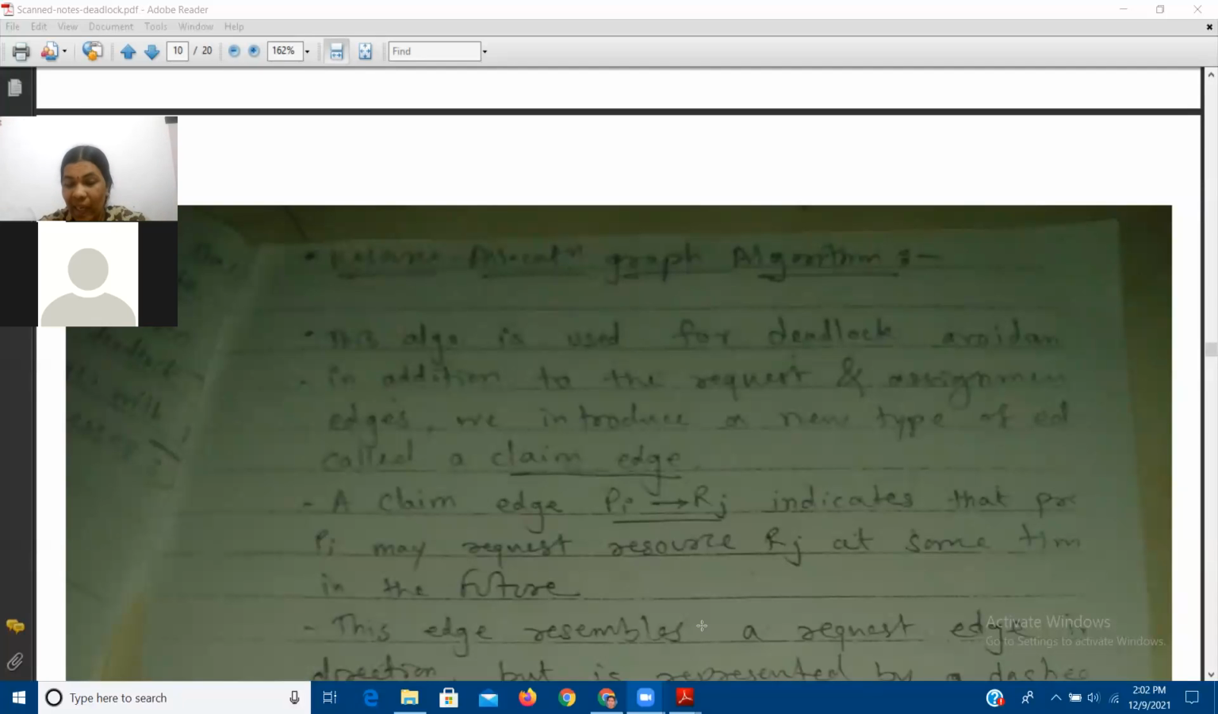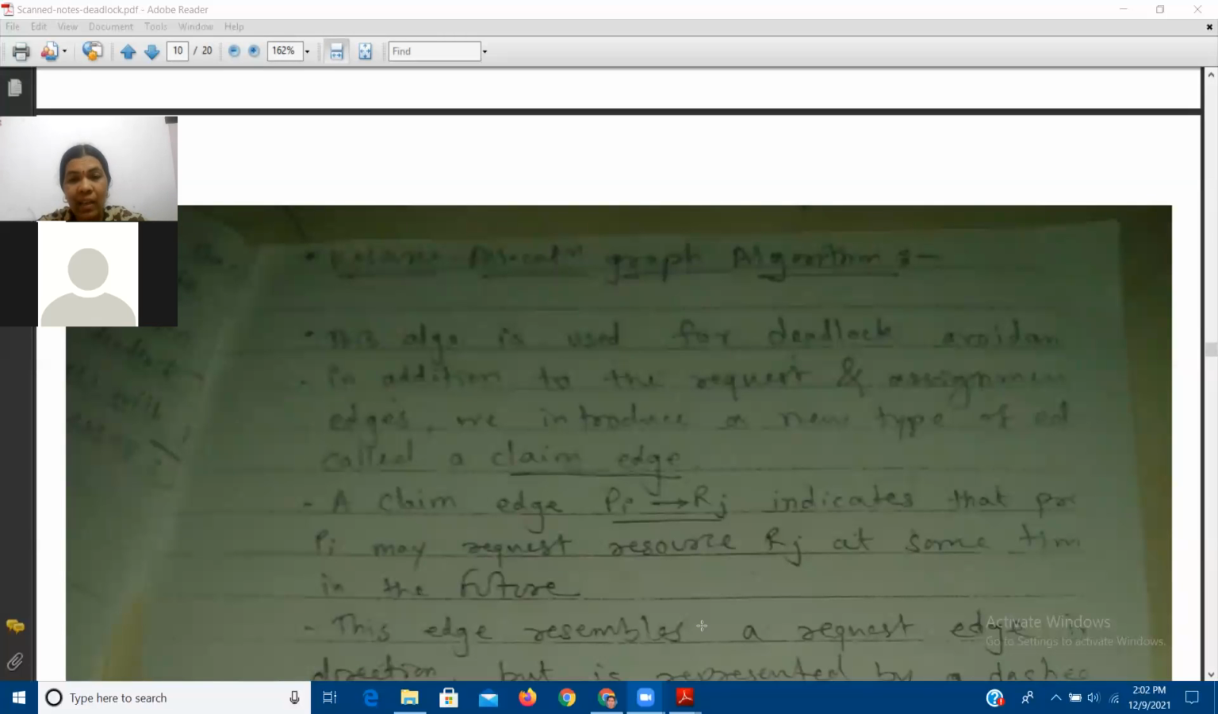If I make a request, that edge will be treated as a request edge, but right now this edge is treated as a claim edge. Got it? So, claim edge and request edge. What is the difference? Request edge indicates that a request has been made by process Pi to resource Rj.